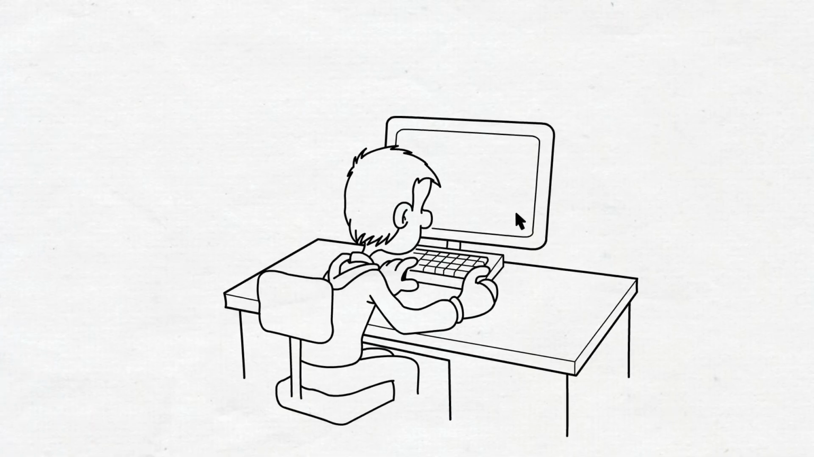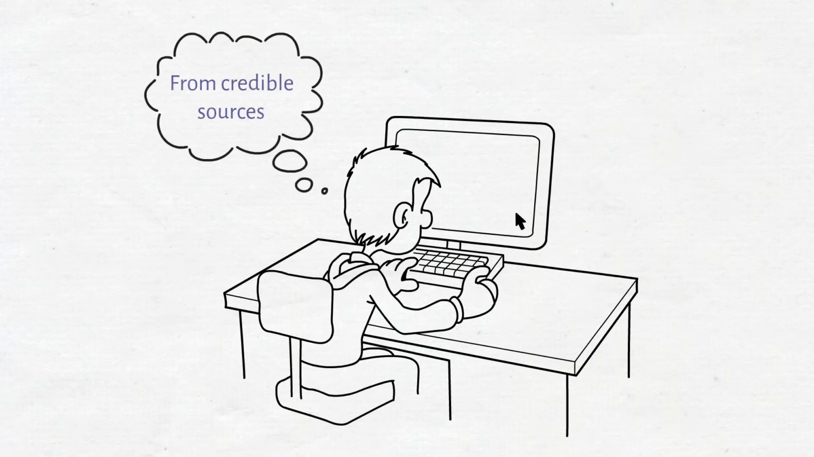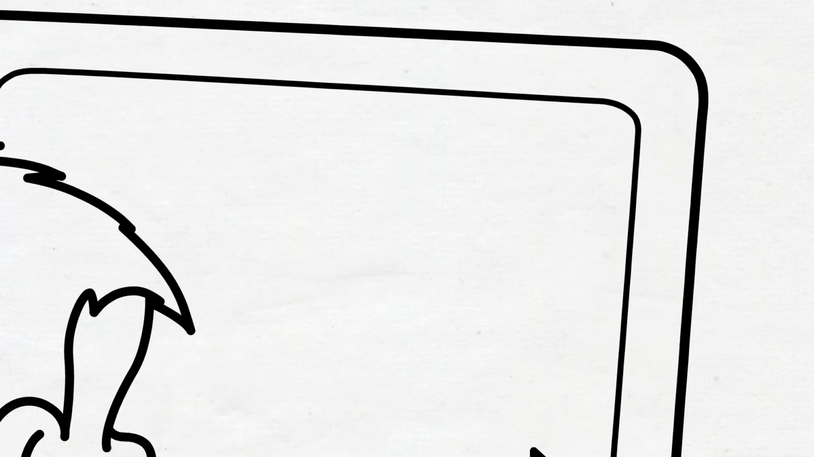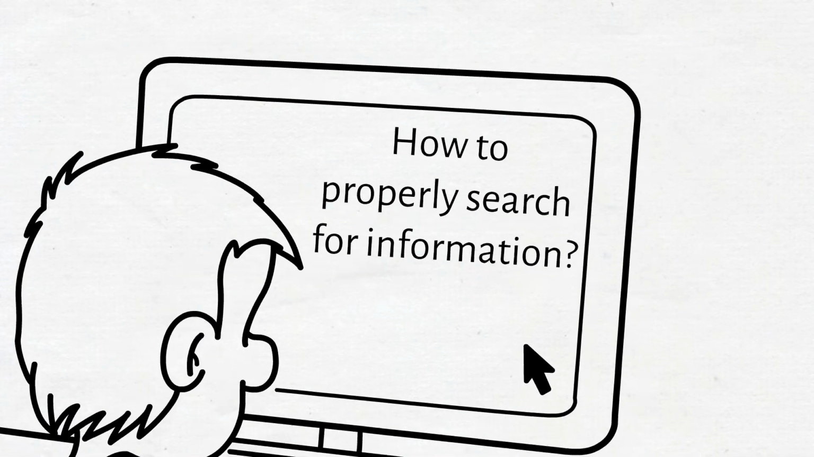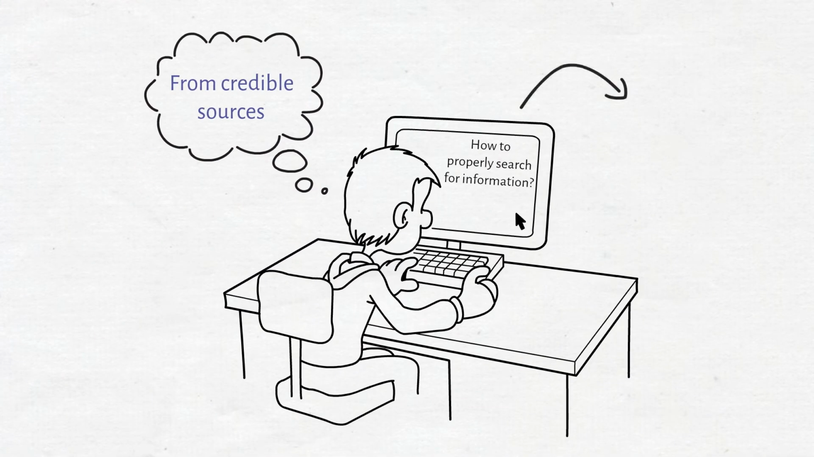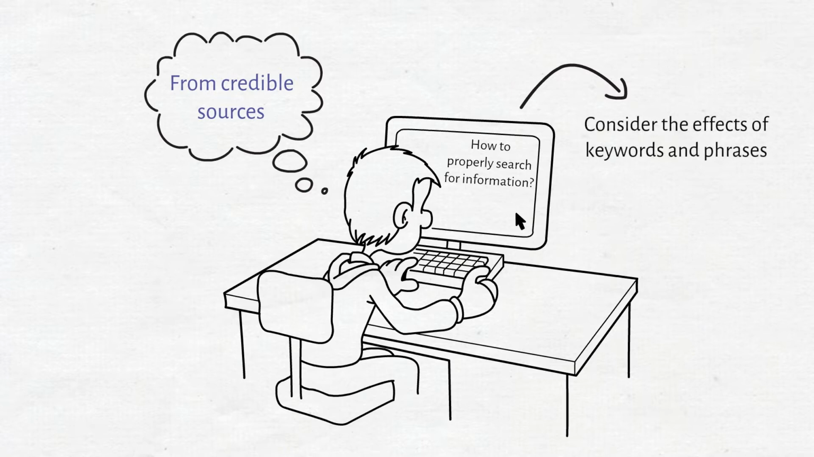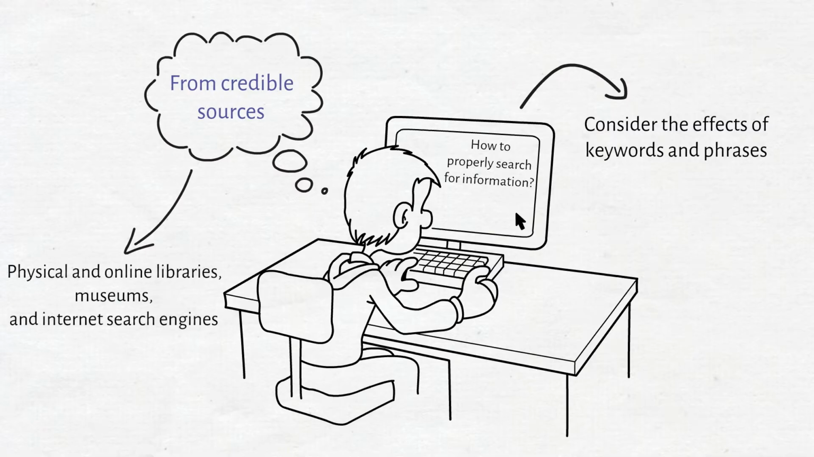To effectively search for information from credible sources, an information-literate student will think about which search engines to use and how to properly search for information. Properly searching for information involves consumers considering the effects of keywords and phrases on results produced from search engines during an online search. Common credible sources of information for K-12 students include physical and online libraries, museums, and internet search engines.